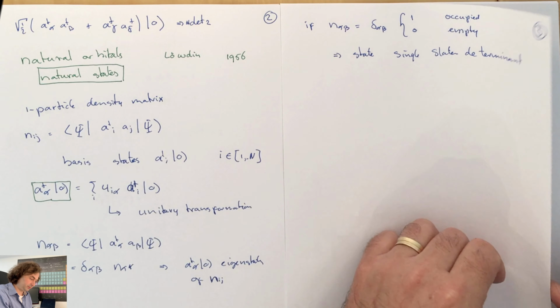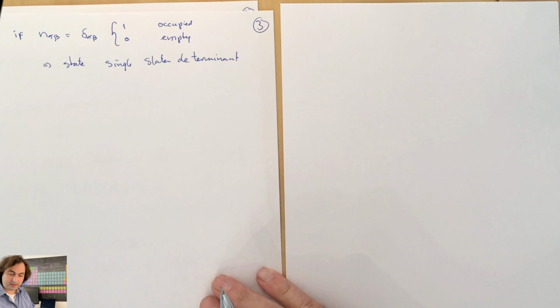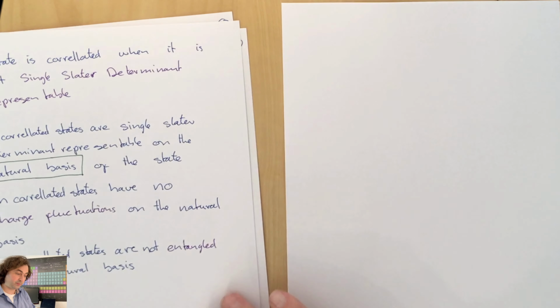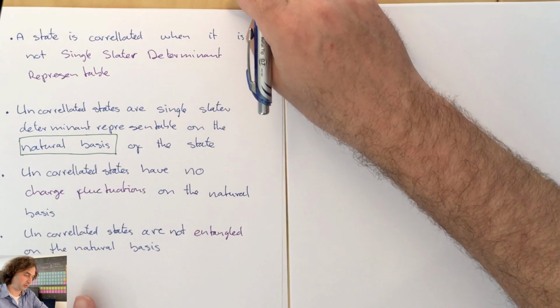Now let's have a look at the next way to define correlations. And here we relate correlations to charge fluctuations.